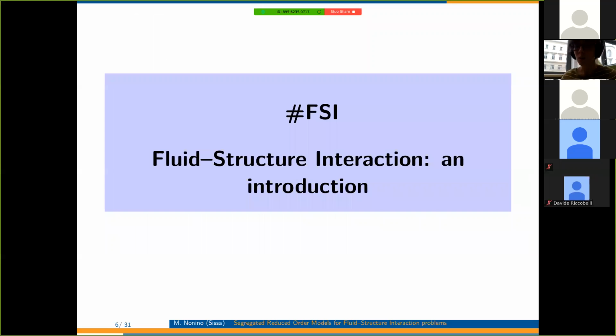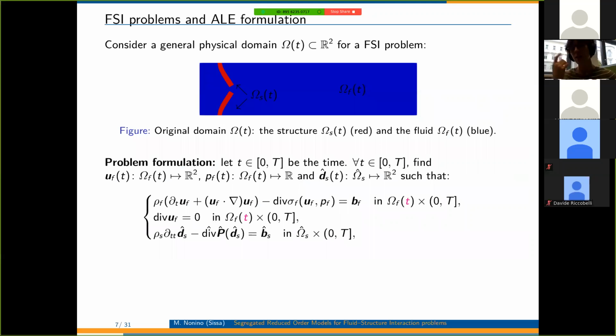So now let's move to the topic of interest of my PhD project, which is fluid structure interaction problems. So this is, let's say, the general form of a multiphysics problem. Say that you are in a two-dimensional setting. As you can see in the picture, you have in blue the fluid domain and in red the solid domain.